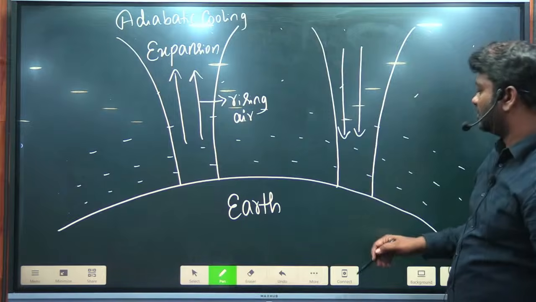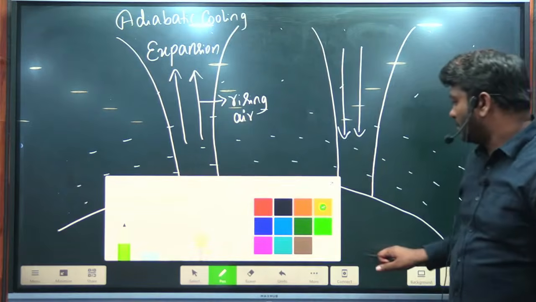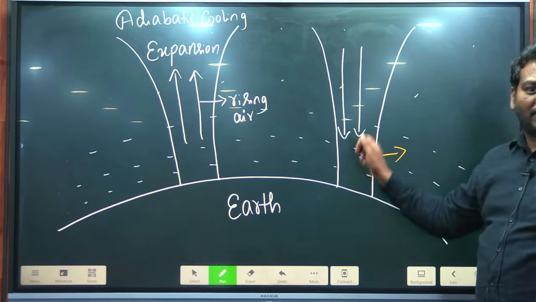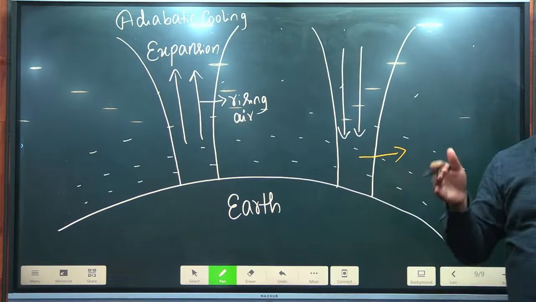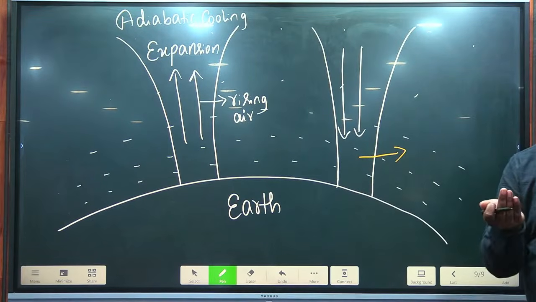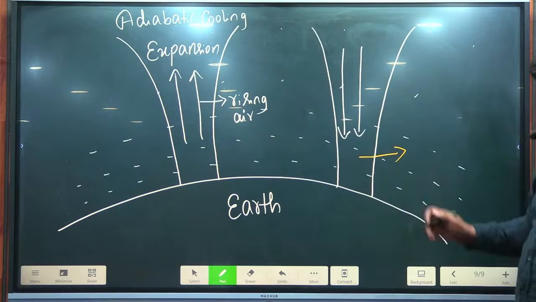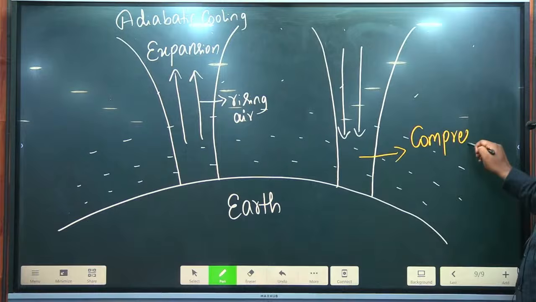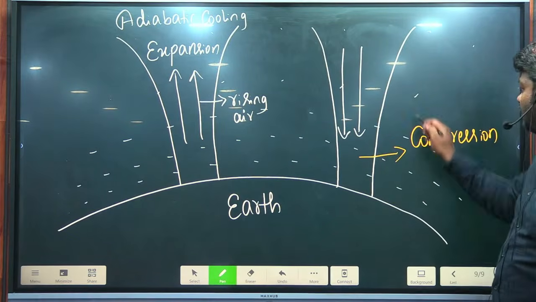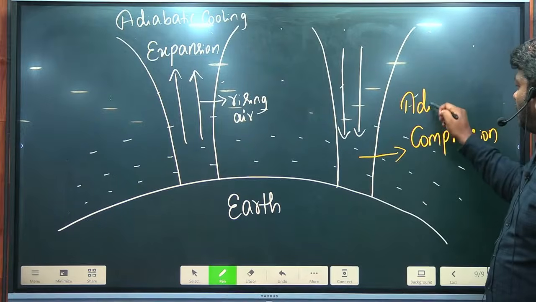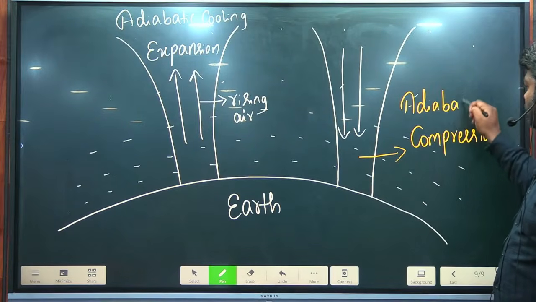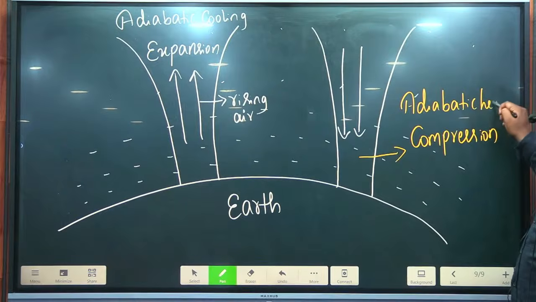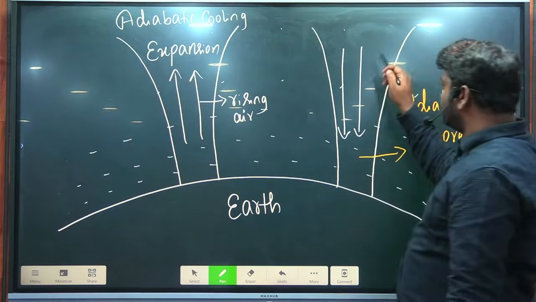So here you tell, due to some reason, air is coming down. What is going to happen? Due to some reason, if air comes down, will there be high pressure or low pressure? What is this called? Compression. Okay. If there is compression, what do we call it? Adiabatic heating. Very good. Now I have another question. What is this called?